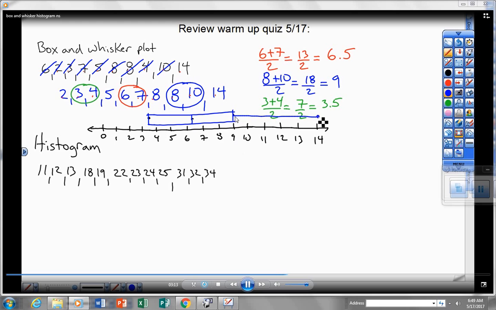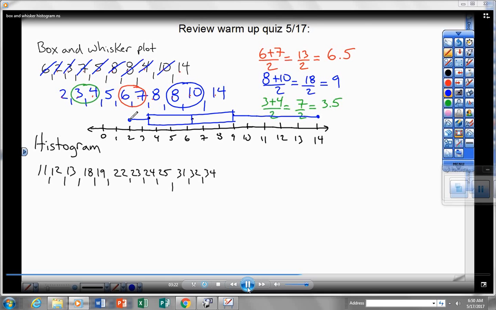And now I extend whiskers from the edge of the box all the way out to the high number and the low number. So if you look at your box and whisker plot, my low number is 2, my high number is 14. The middle of the box is the halfway point of the whole set. That's 6.5. 3.5 is the median of the bottom half of numbers. 9 is the median of the top half of numbers. That is a box and whisker plot, even set of numbers.